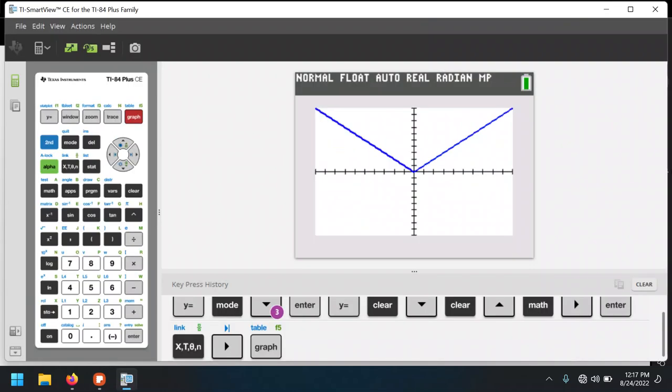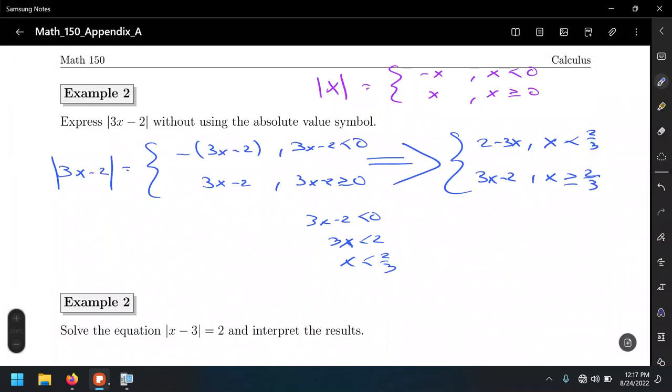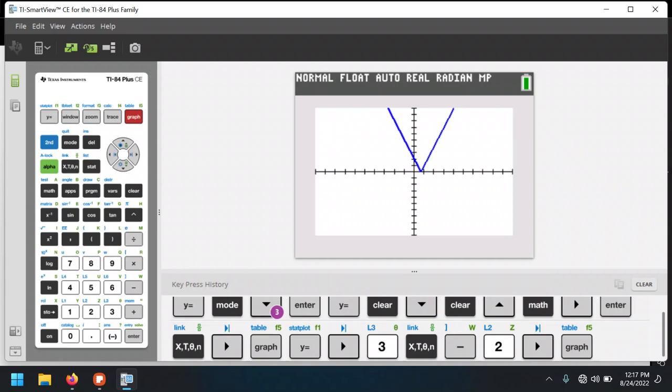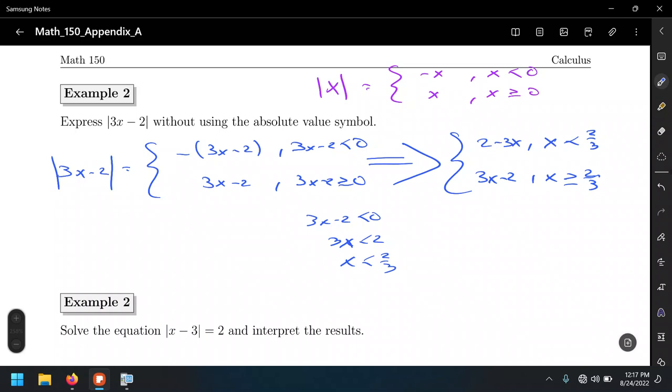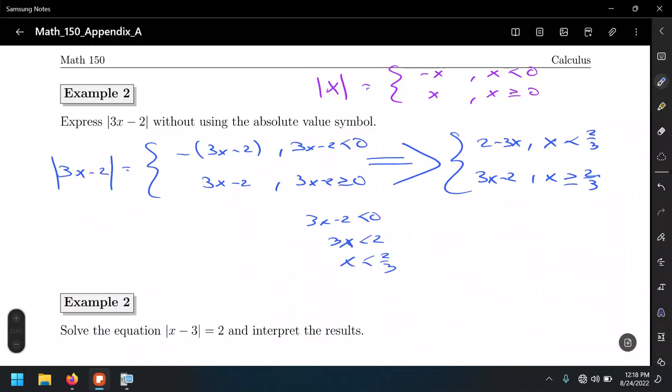Okay, let me plot that function. So that's going to be absolute value of 3x minus 2. And let's graph. And if we look at the graph, again, we have two parts. The linear function with the negative slope, which is this one. And we have the second part of this absolute value function, the counterpart with a positive slope. And where's the cusp? It's kind of hard to see because of the scaling of the graph right here. But do you see that the cusp is at 2/3, just like in the conditions for the absolute value function?